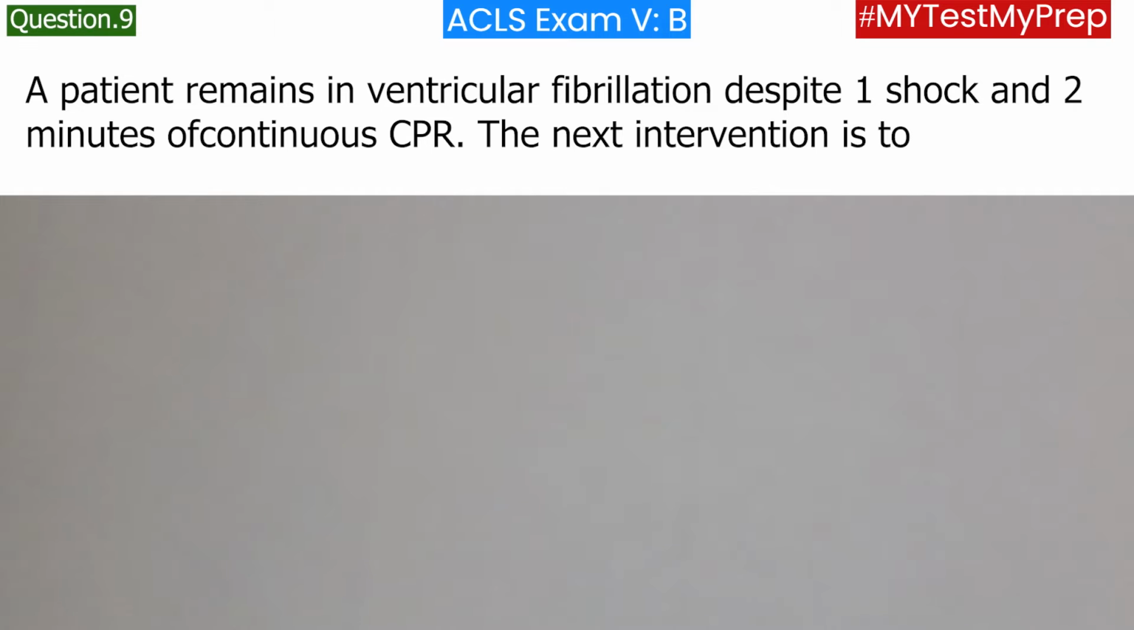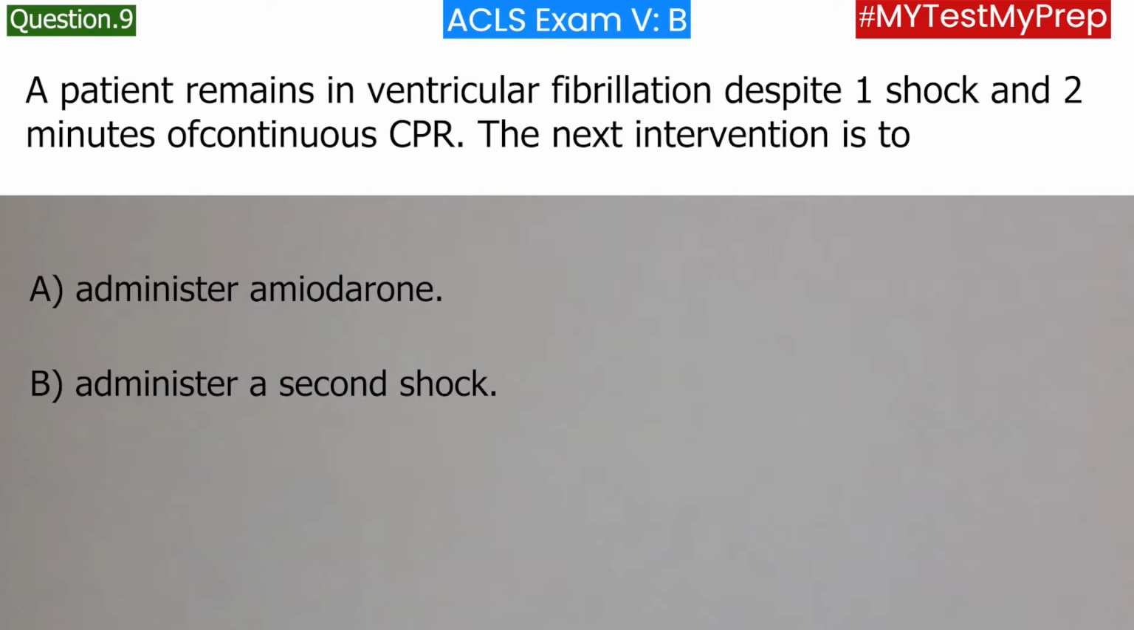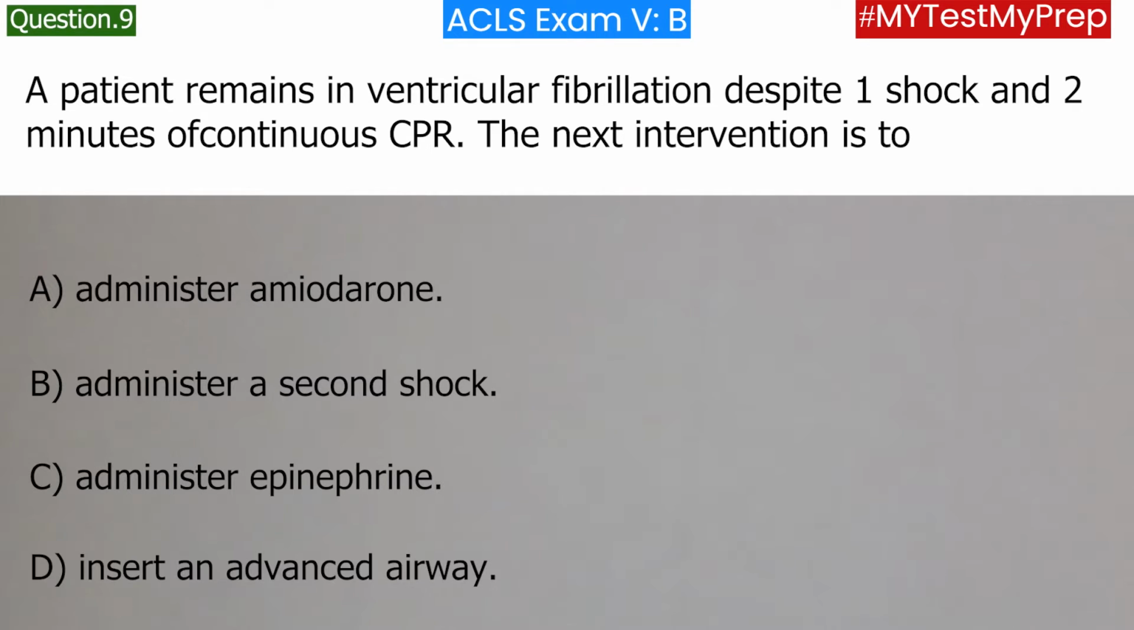A patient remains in ventricular fibrillation despite 1 shock and 2 minutes of continuous CPR. The next intervention is to: A. Administer amiodarone. B. Administer a second shock. C. Administer epinephrine. D. Insert an advanced airway. Answer: B. Administer a second shock.